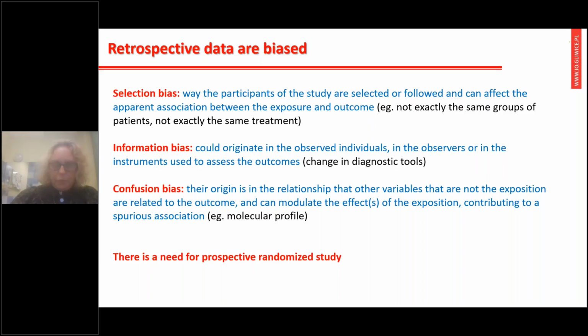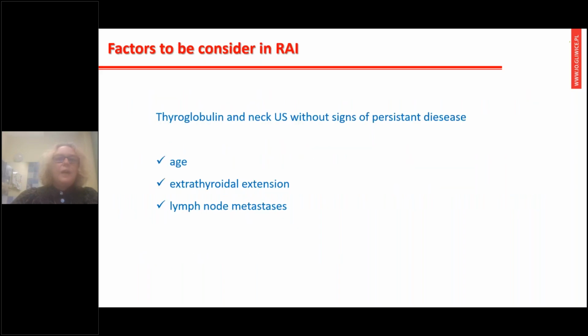But although we do not have such data, we should do our best and try to select patients who benefit the most from the radioiodine treatment, and to select patients that maybe can omit this treatment. And so the most important, I think, is the thyroglobulin and neck ultrasound done after the operation to be sure that we have a patient group that is not with persistent disease.